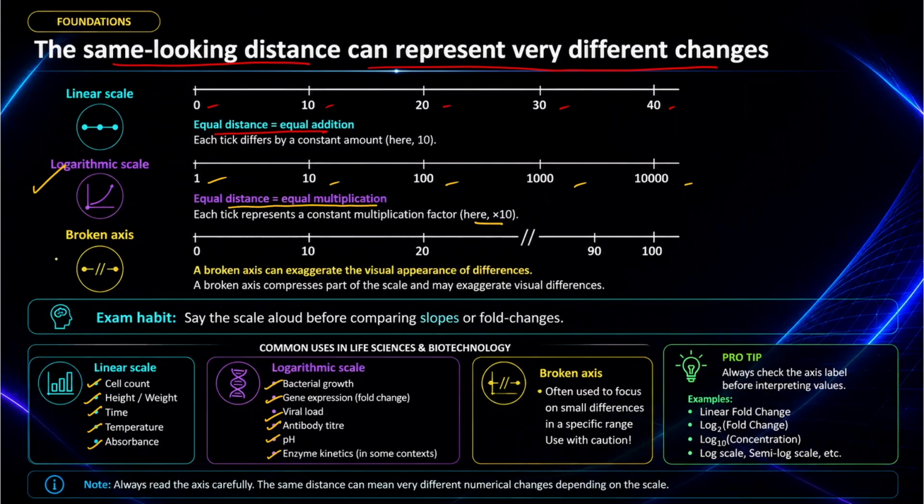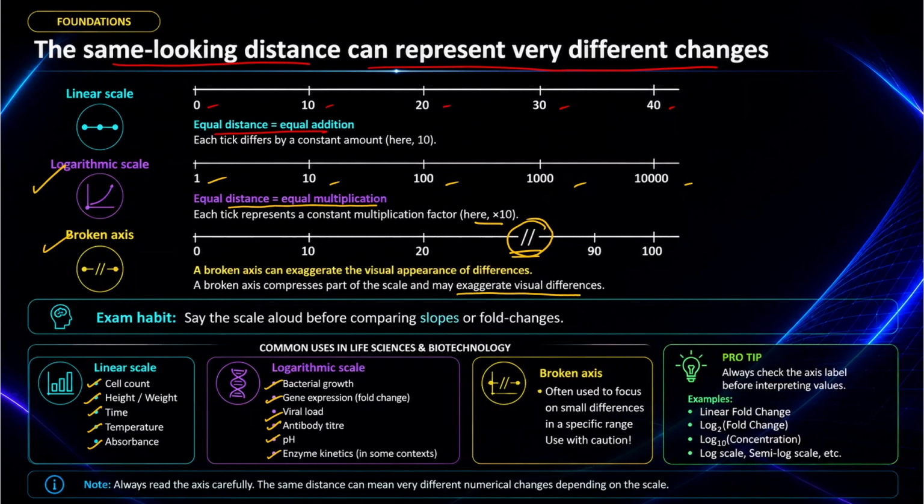Now look at the broken axis. Notice the small break in the axis. This means a portion of the scale has been omitted to save space or highlight small differences. While this makes the graph easier to display, it can also exaggerate visual differences if you don't notice the break.